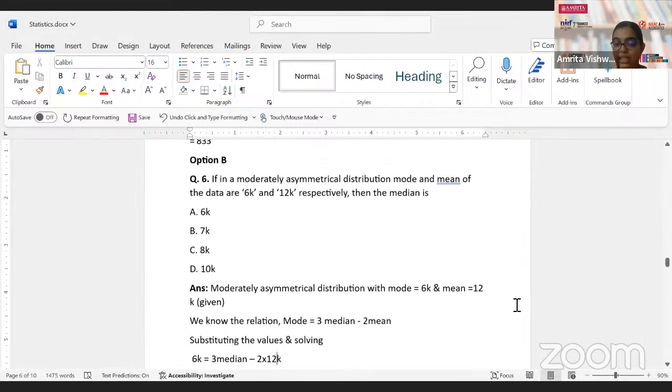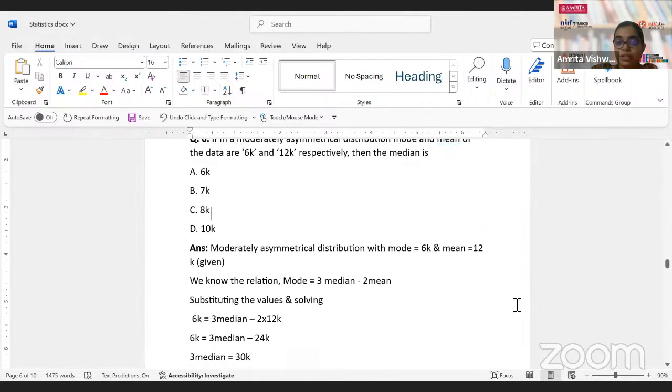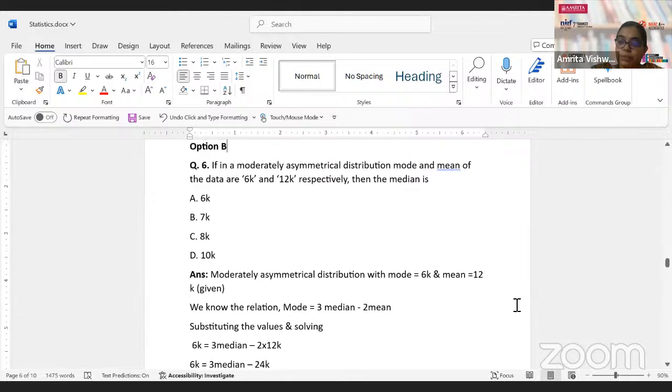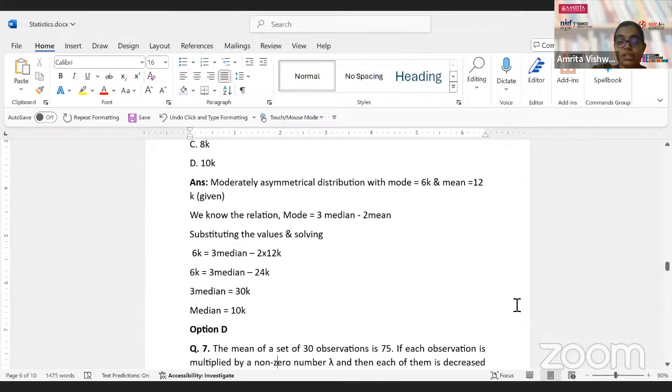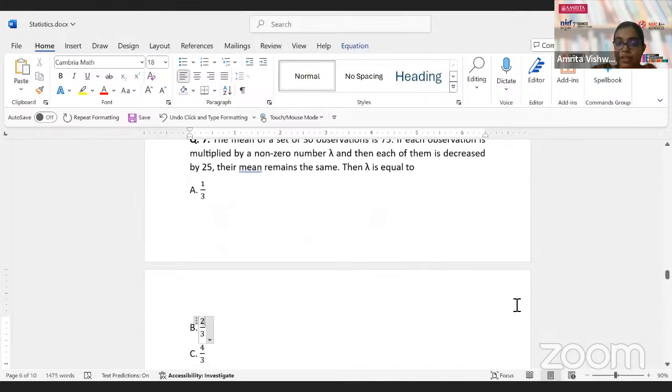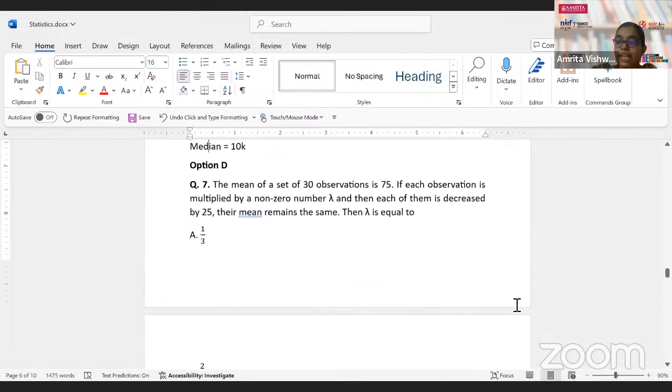The next question that we have discussed is of the asymmetrical distribution. They have given me a value of mode and mean, and they are asking me to find the median. So I have a formula connecting all of them. I have just substituted it and I got the answer. Also of the same type of question.